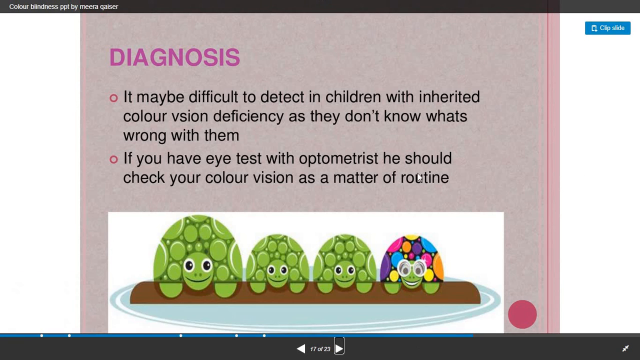So this is how we have studied color blindness. It is an example of a Mendelian disorder. I hope, students, this topic is clear to you all.